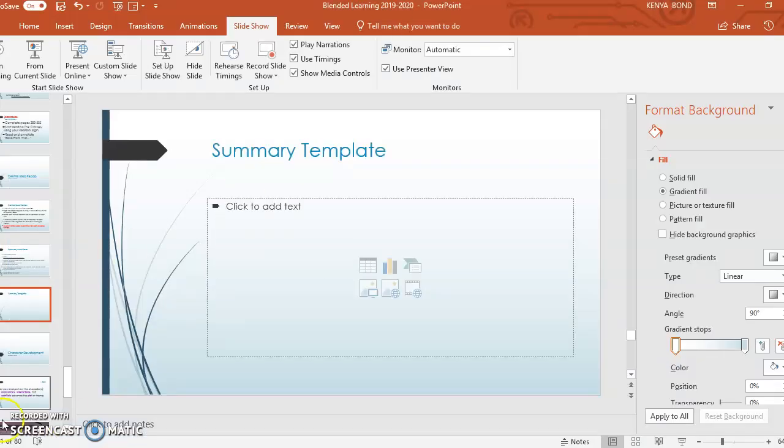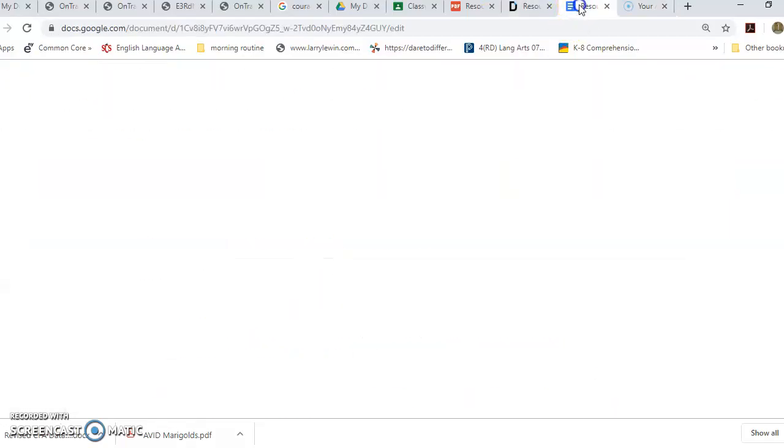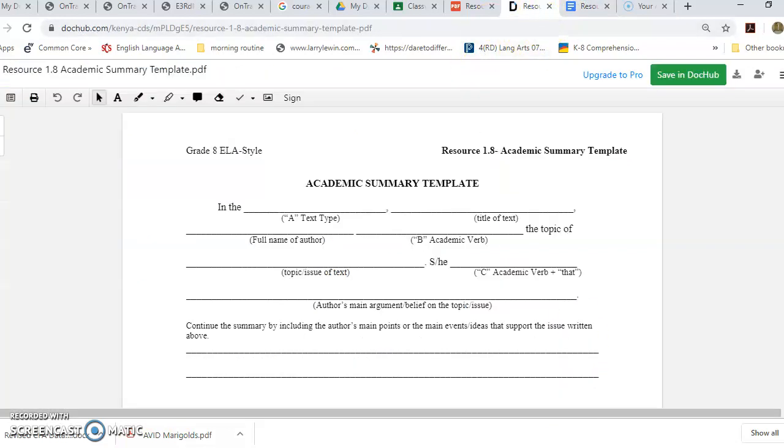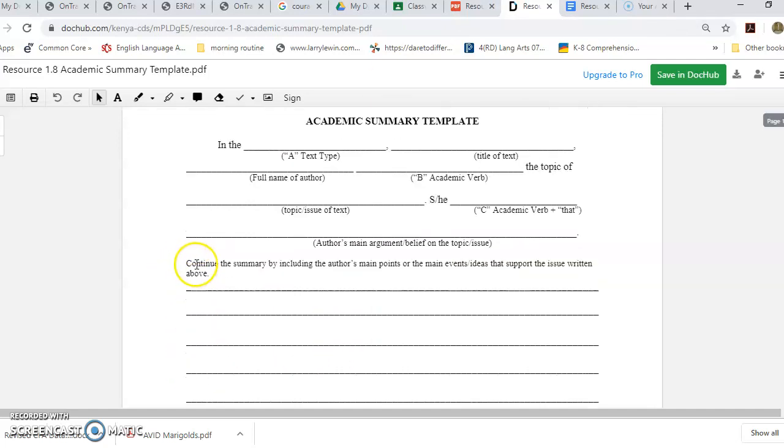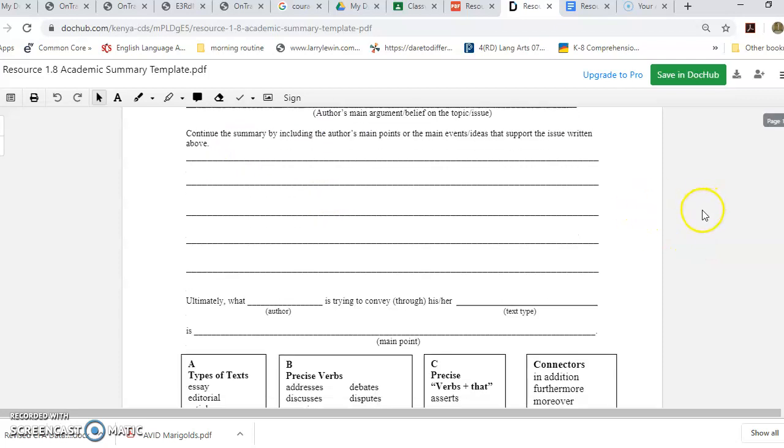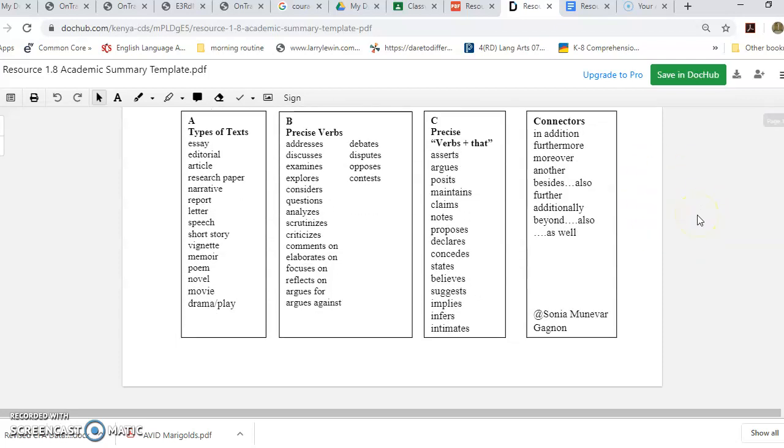So I'm going to show you your template. If you have Google Classroom notifications, then you've already seen this. This is the template that you guys will be using. So for example, in our text tonight, it is a news article, right? Well, what type of text is this? You just scroll down and you say, is this an essay? No. Is it an editorial? No.